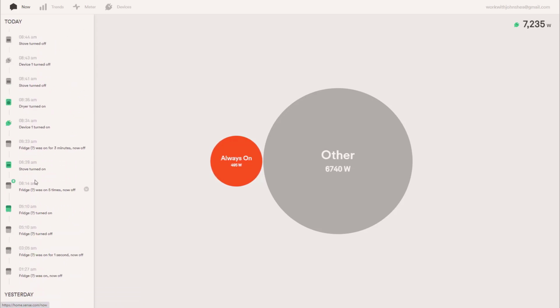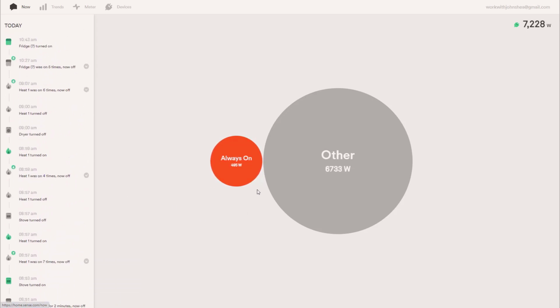So right now, I know that we have the dryer running. It detects anything that it hasn't categorized into this other category. So anything beyond that, it puts into this always on category. So this would be things like a little mini hydroponic garden that runs, maybe a coffee machine that's plugged in all the time, refrigerators, dryers, washers, anything that's just plugged in all the time. We're using about 495 watts.